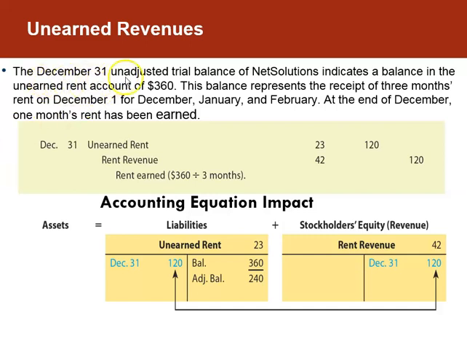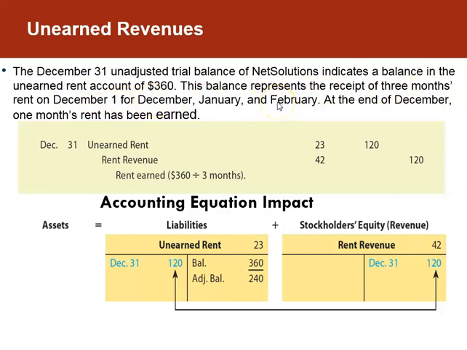It says December 31st unadjusted trial balance of Net Solutions indicates a balance in the unearned rent account of $360. And if you recall, the reason for that is Net Solutions had purchased some land. They spent $20,000 on the land, and then they found somebody to lease the land out to for $120 a month. And they received a prepayment, or rent in advance payment, of $360, so for 3 months rent. So this balance represents the receipt of 3 months rent on December the 1st for December, January, and February.